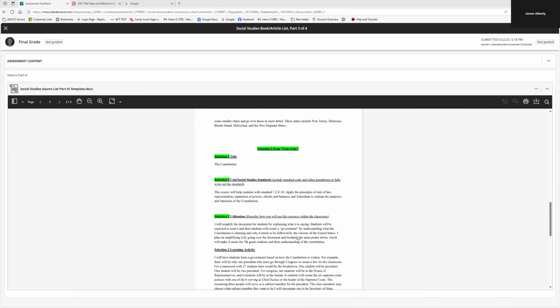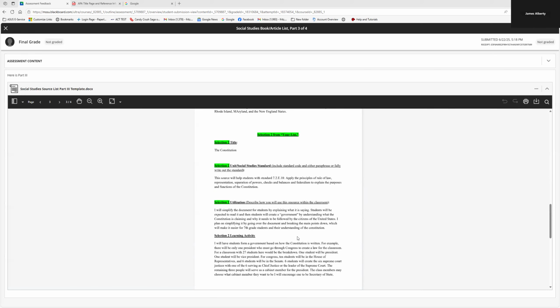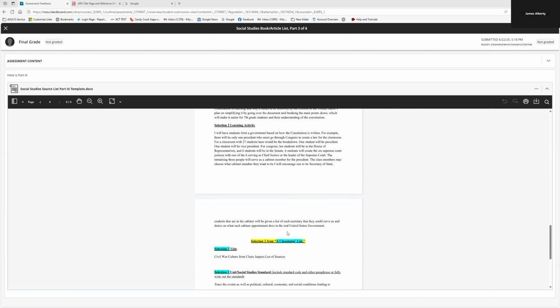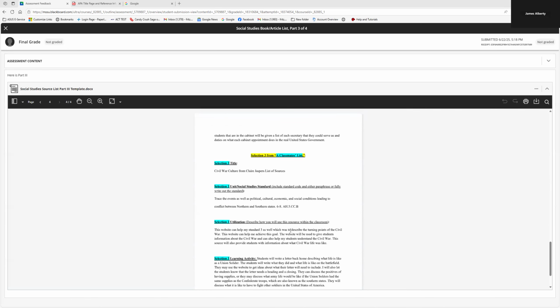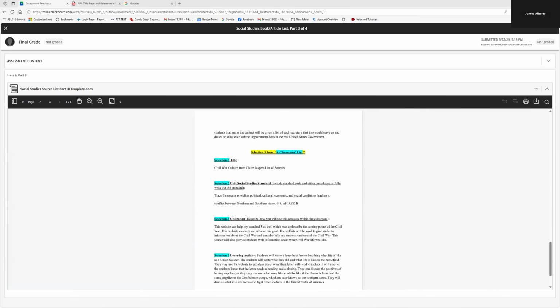And of course, the Constitution, the document. This document can be confusing, but overall, I will break it down so students can understand each part of the Constitution and how we use that Constitution today. And then, of course, the website, history.com, which just does an amazing job of explaining what life was like to be in the Civil War.